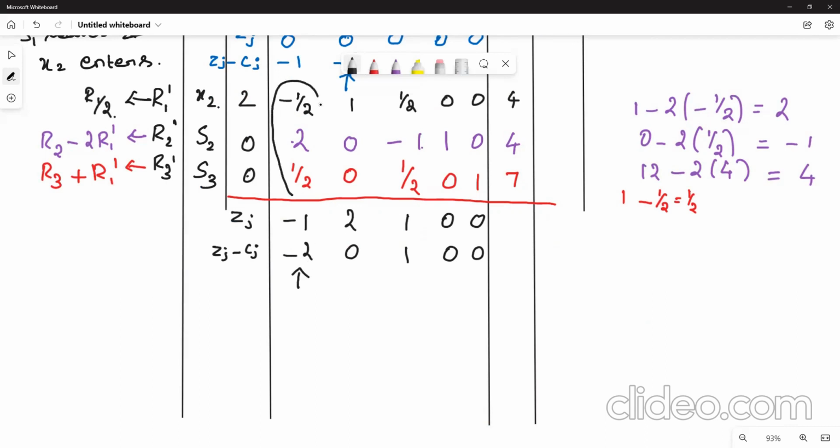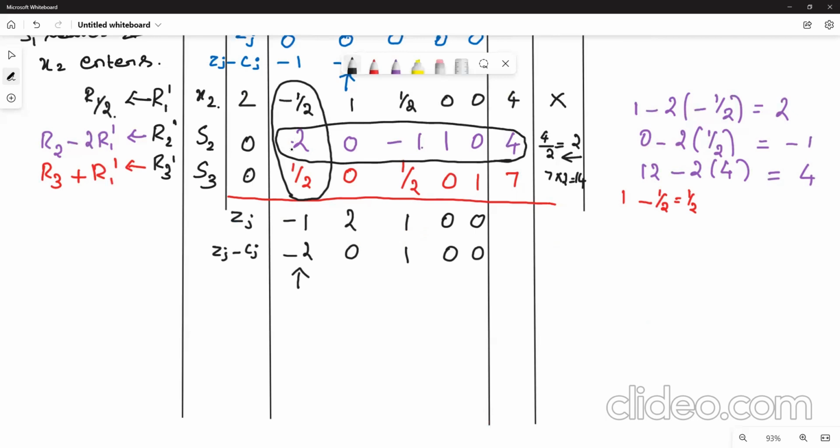Corresponding column, we name it as leading column. To find the leading row, you have to find the ratio between solution and the leading column entry. First, we cannot find because here the entry is negative. Next, you have to find 4 by 2, 7 by 1 by 2, which is nothing but reciprocal, 7 into 2. So 4 by 2 is 2, 7 into 2 is 14. So here least positive is 2, circle the corresponding row. The common value is my pivotal entry. So here the pivotal entry is 2.